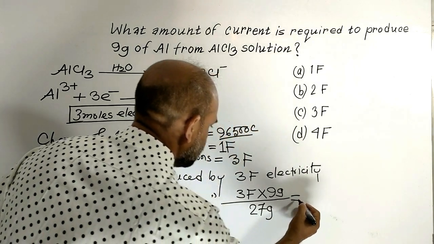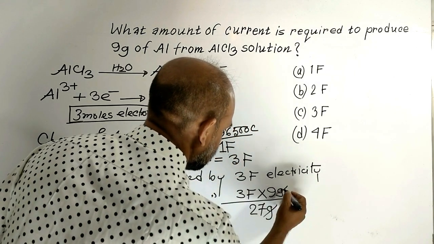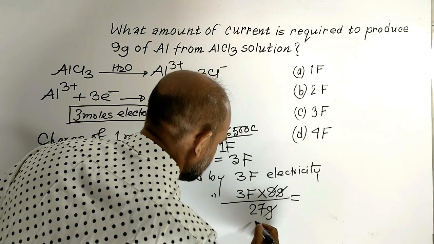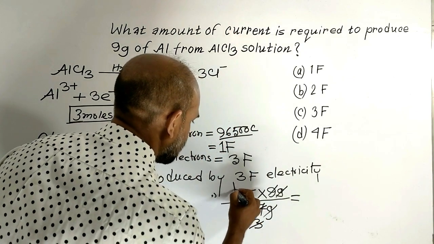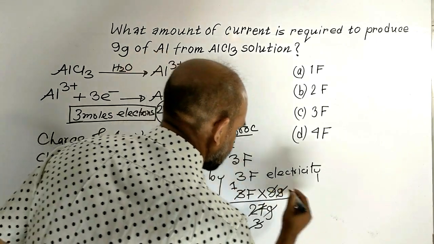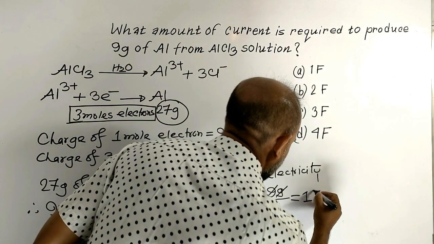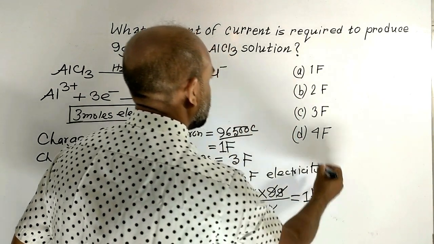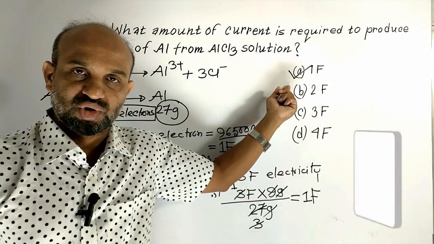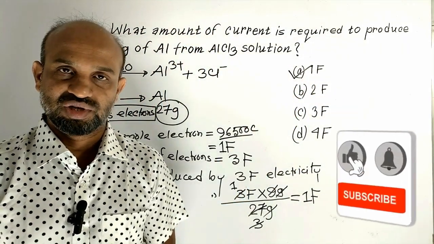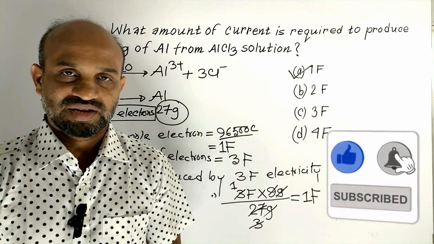This is equal to 3 times 9 divided by 27, which is 1 Faraday. 1 Faraday current or electricity is required to produce 9 gram of aluminium. 1 Faraday current is required.